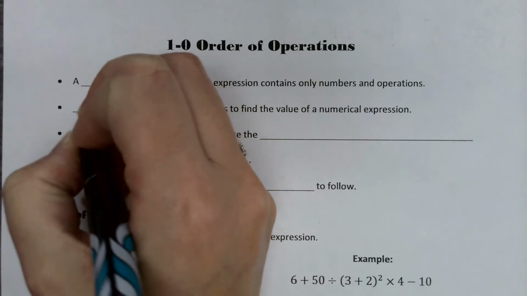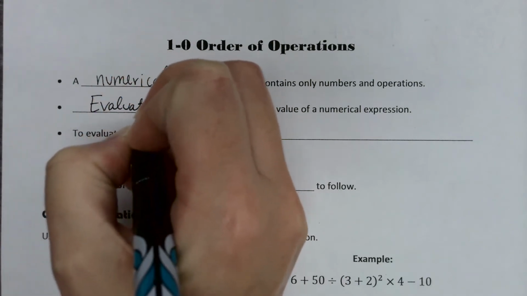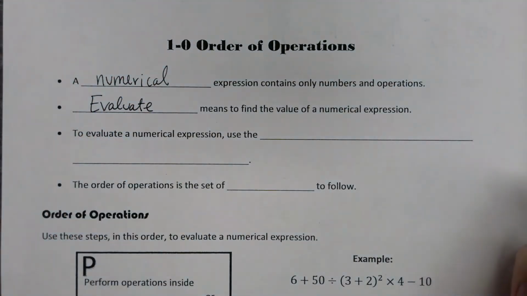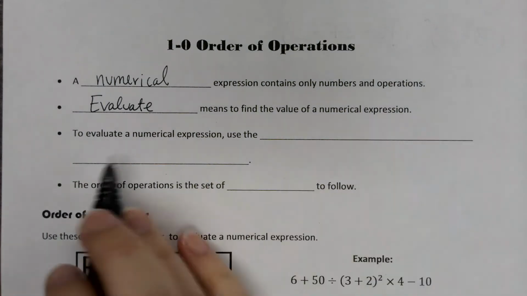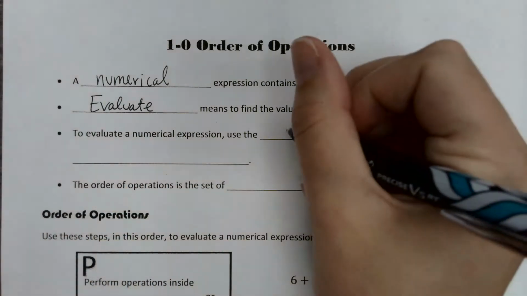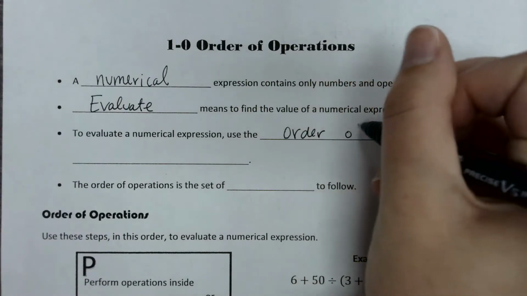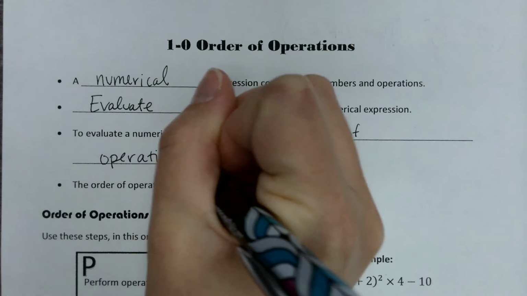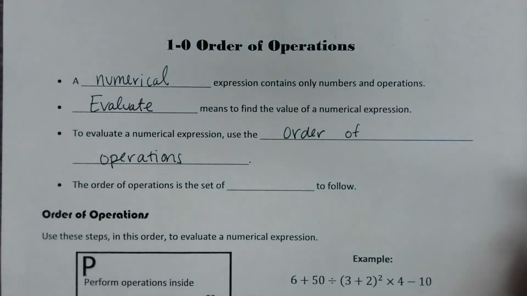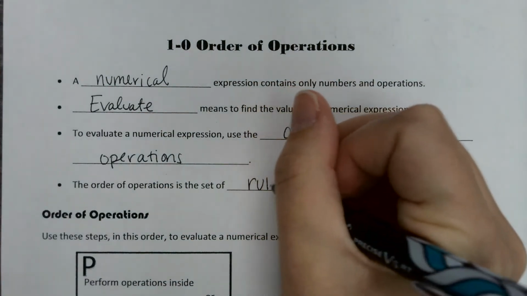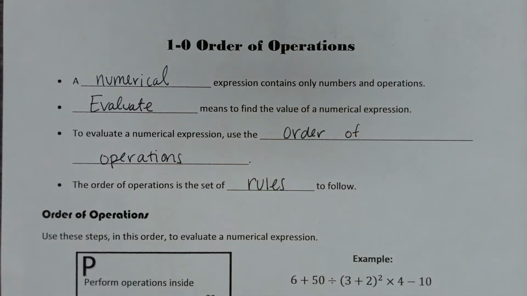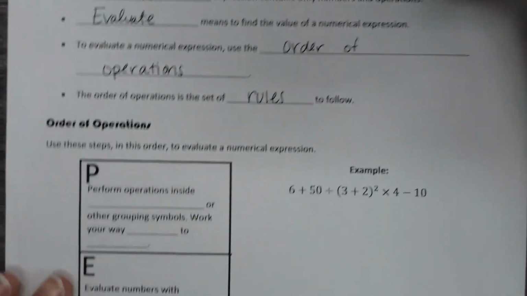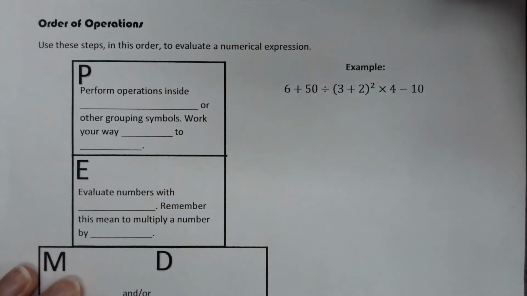Well, the answer here is evaluate. To evaluate means to find the value of a numerical expression. And to evaluate a numerical expression, we use the order of operations. The order of operations is just a set of rules to follow to make sure that we simplify and evaluate the expression correctly. Remember PEMDAS from a long time ago when you had order of operations?